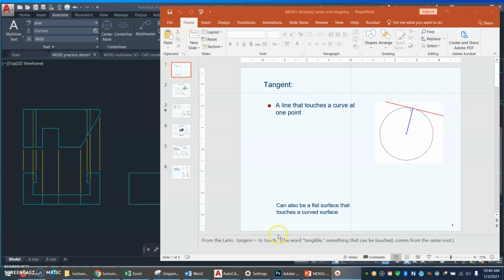Down in the field here, I have a note for you in case you're interested that the word tangent comes from the Latin word tangere, which means to touch, and that root is the same root as the word tangible, something you can touch. So look for these notes in the bottoms of slides, but I won't necessarily talk about them because they're like extra goodies.